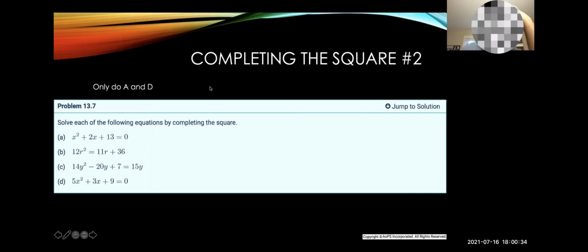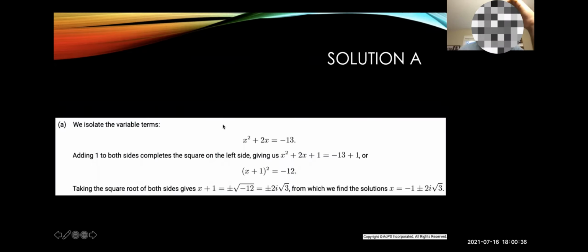Okay, so I'm going to call time on these problems and then I'm going to explain them to you. So with the first one, you just take the -13 to the other side, make this a square binomial. All you have to do is add 1, you get this right here, then you square root it, you simplify that to plus or minus 2y root 3, and then you just subtract the 1 over, and then you get this answer.